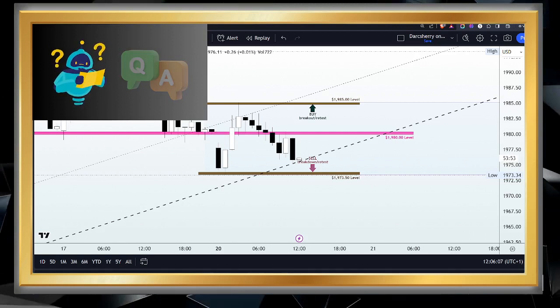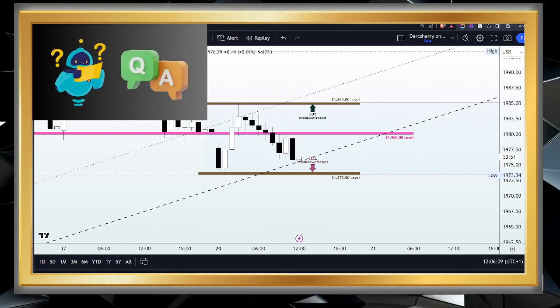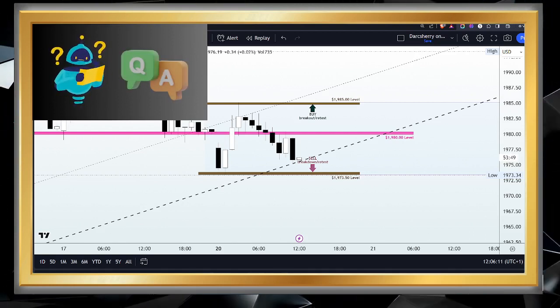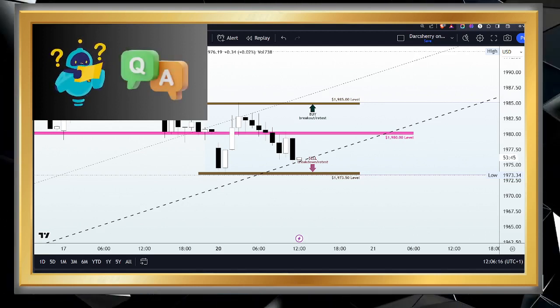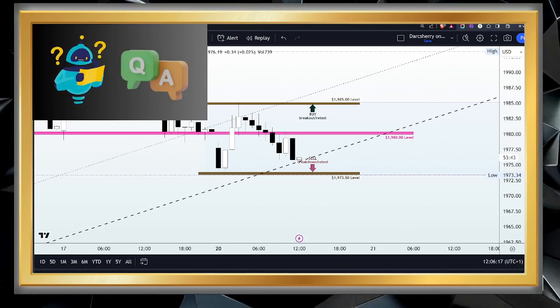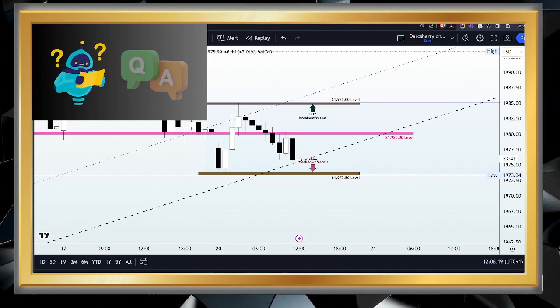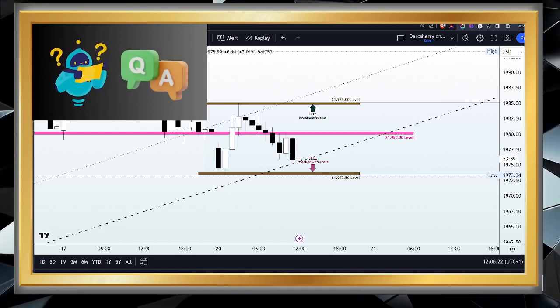Kelsin Chris L says, can you tell me the most profitable indicator? What do you mean by that? Profitable indicator, what do you mean by that? Please clarify so I know what you're talking about. Okay, CJ Daniel, good morning to you.